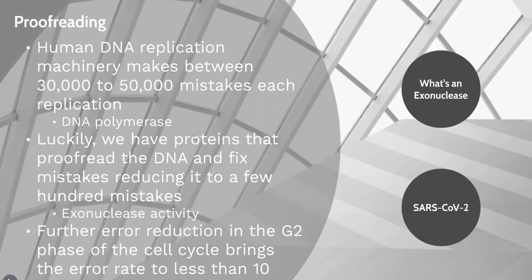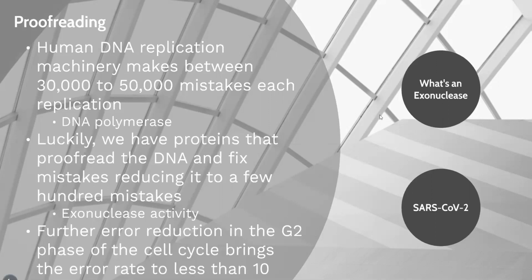So luckily, we have proteins that proofread the DNA and fix mistakes, reducing it to a few hundred mistakes. This is mainly due to exonuclease activity, but there are other proofreading molecules as well. We're going to focus on this one because it's going to come up with SARS coronavirus 2. Further error reduction in the G2 phase of the cell cycle brings the error rate to less than 10 mistakes, which is pretty impressive. We went from 30 to 50,000 mistakes each time we replicated down to less than 10 with some of these proofreading and error reduction strategies in the cells.